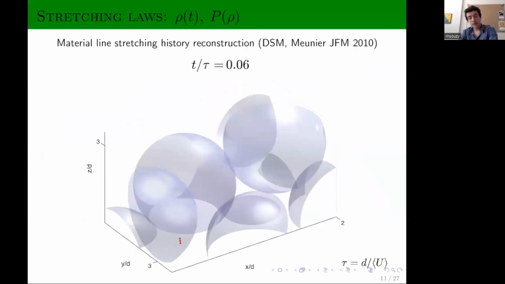So now that we have measured, quantified experimentally the 3D velocity field of our media, if we get back to our question, initially I told you that if we're able to characterize the kinematics, then we can infer from this the stretching laws and the dispersion, as they are all set by the advection. So the idea here is to get access to the stretching laws, so to the elongation rho and the distribution of elongation. And to do so, we perform material line stretching historical reconstruction, following a method called DSM, for diffusive strip method, developed by Meunier and Villermaux in 2010.